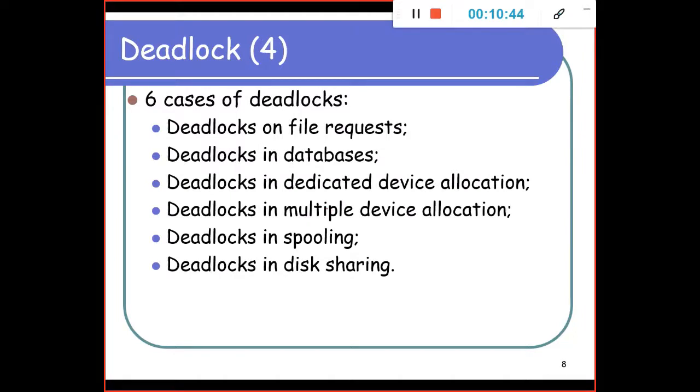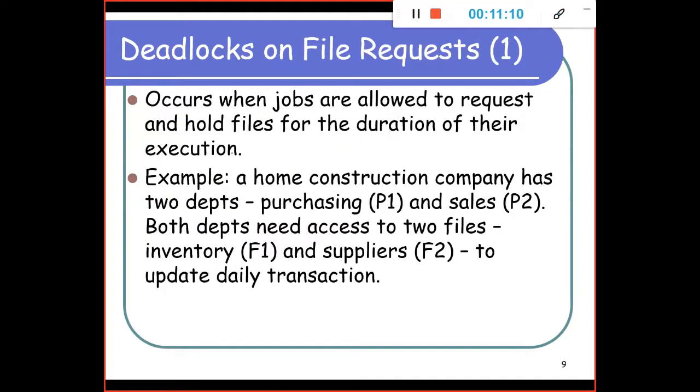So you have here 6 cases of deadlocks. First, deadlocks on file request, and then deadlocks in database management, dedicated device allocation, deadlocks in multiple device allocation, deadlocks in spooling, or deadlocks in hard disk sharing. First we go into the deadlock on file request. It happens when jobs are allowed to request and hold files for the duration of the execution.